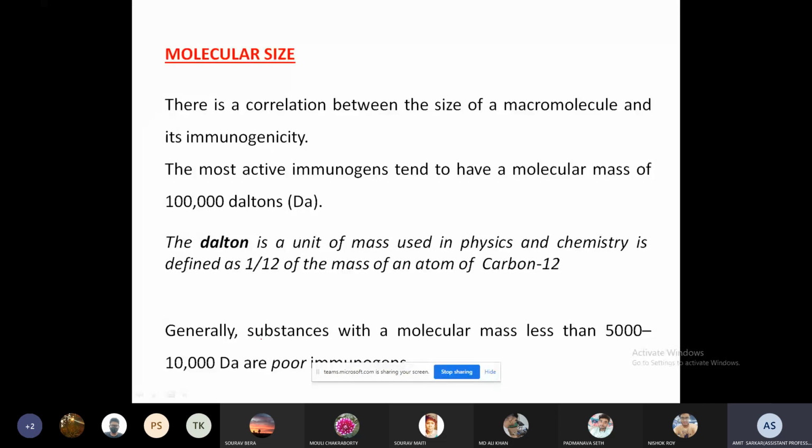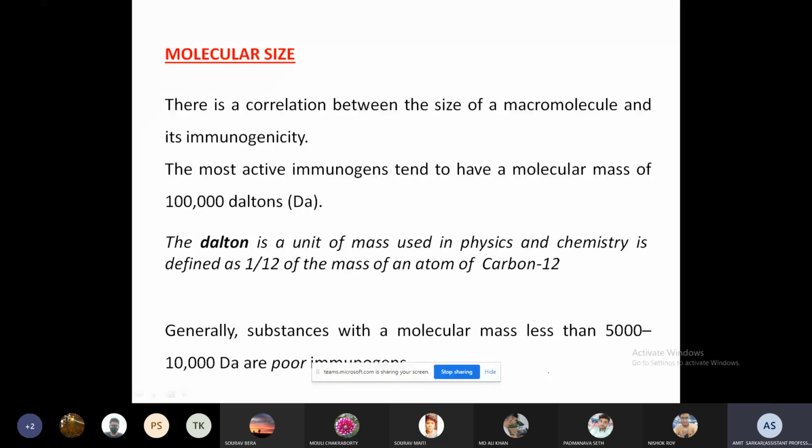You remember I mentioned the small haptens. Haptens are very small. Steroid hormones are very small. That's why if you take a steroid hormone injection, your immune system will generally not reject it, because it will not be able to recognize it as foreign, because of its very small size. You have to reach a critical size of 5,000 to 10,000 Dalton, but it's good to go up to 1 lakh Dalton actually. So there is a correlation between macromolecule size and immunogenicity. Generally, any substance with a molecular mass less than 5,000 to 10,000 Dalton is poorly immunogenic.